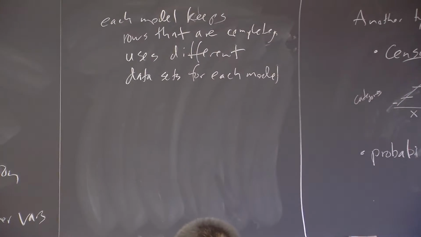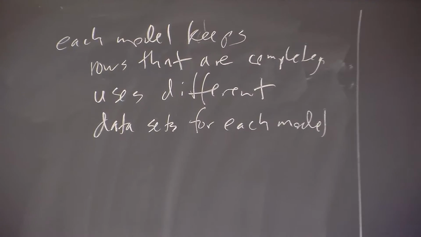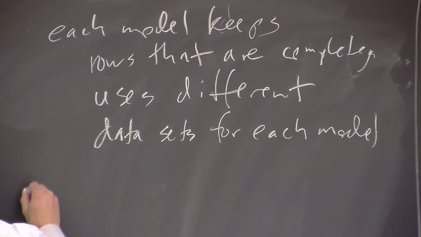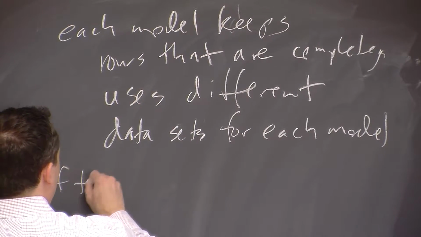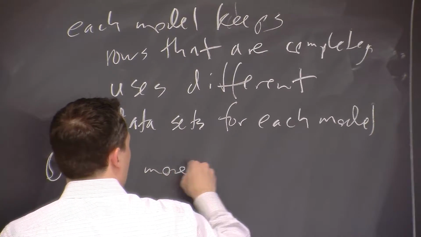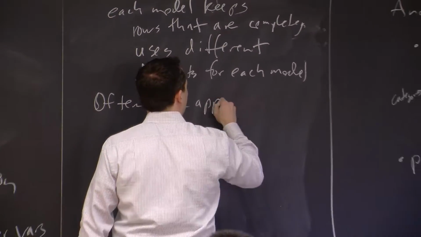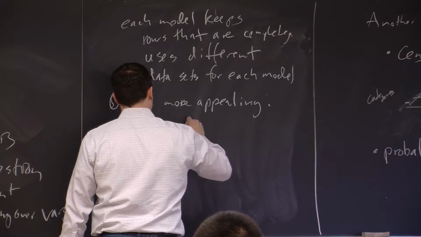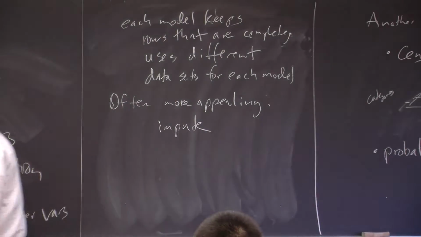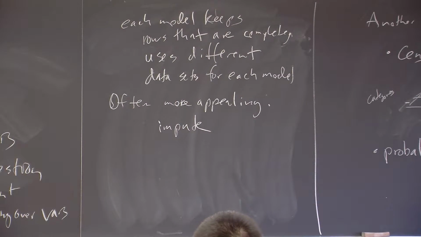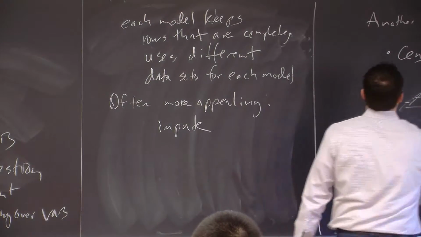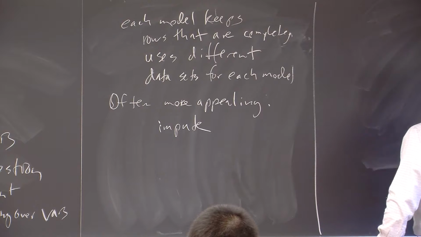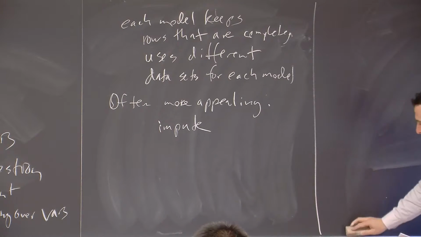But as I mentioned in the beginning, often one of the more appealing ideas is this imputation strategy: to impute the missing data points, to fill them in somehow. So let's talk a little bit about imputation strategies. Strategies for filling in the missing data where we're comfortable with the trade-off that it causes.